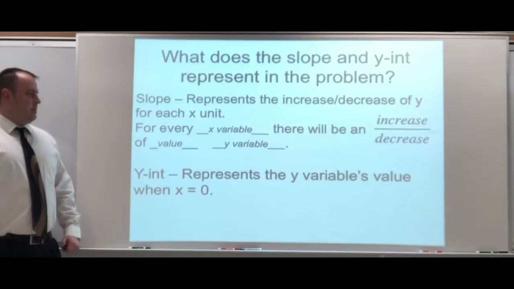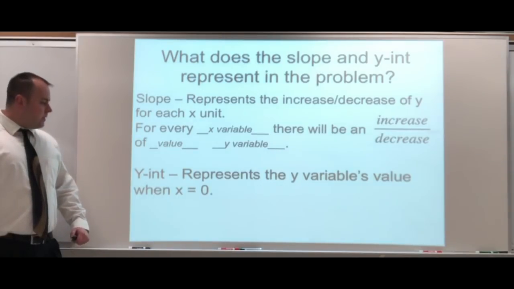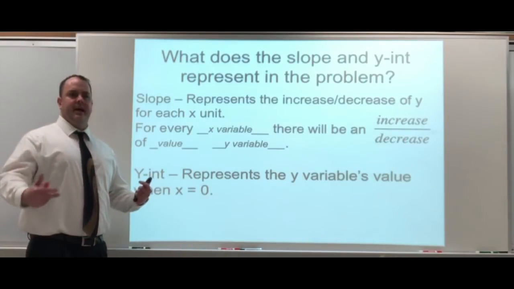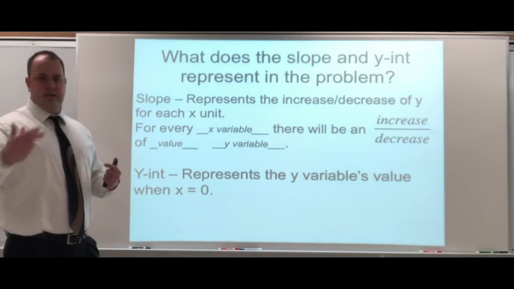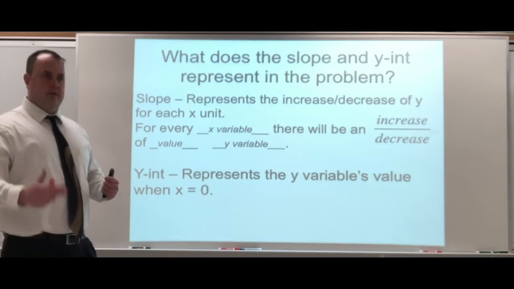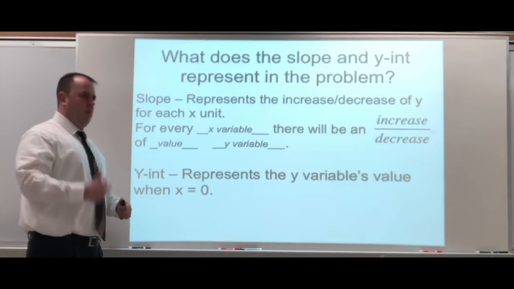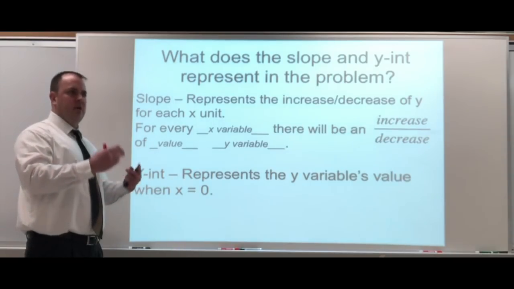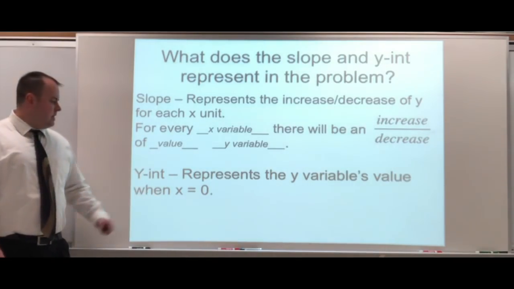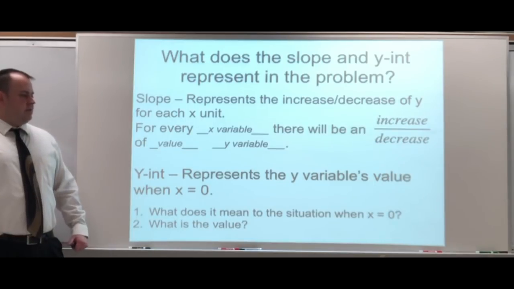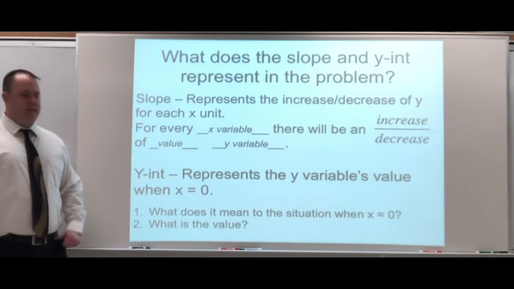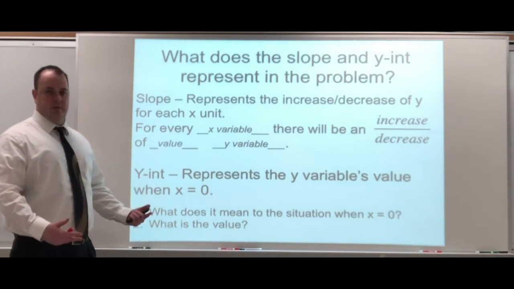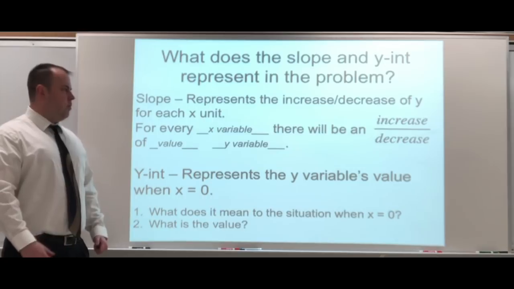For the y-intercept, this represents the value of the y variable when x equals 0. I don't want you to say x equals 0. Tell me what that means in the situation. Think about what the x is and what it would mean when it is 0. Does it mean what specific year it is? We're thinking something like that. So what does it mean to the situation when x equals 0? What is that value then? Again, for both slope and y-intercept, you have to tell me what the value is. So knowing the equation is important.